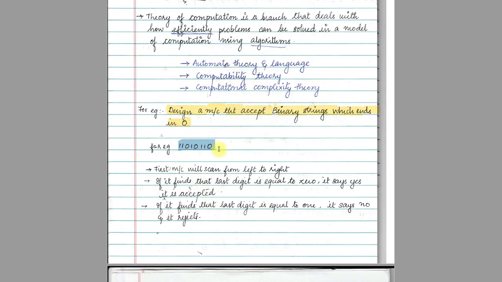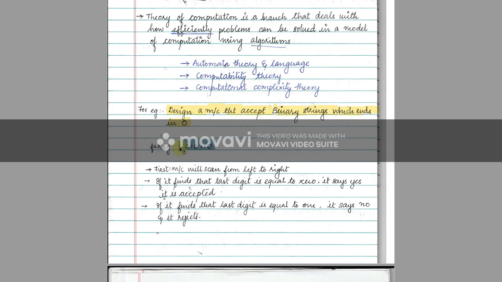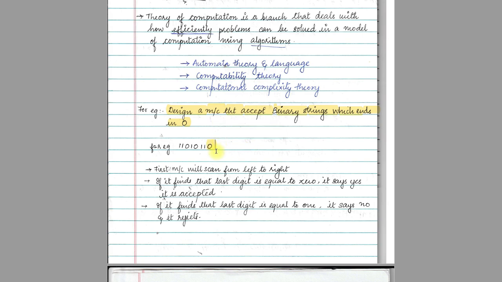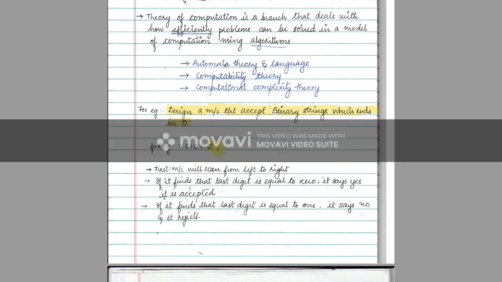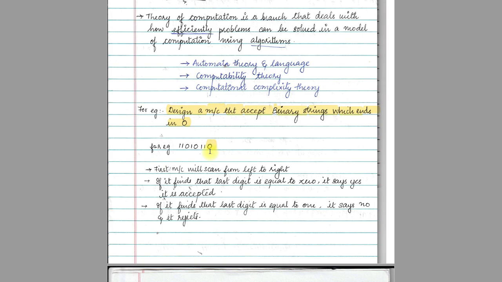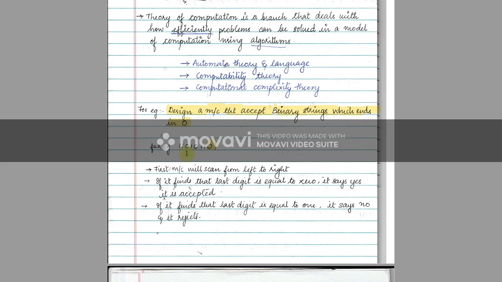So this input string is given to a machine and the machine will start scanning from left to right. Okay. So when it starts from 1, it moves up to the last digit and it checks whether the last digit is 0 or 1. In this case, it ends in 0. So the string is acceptable and it's a language which accepts that particular string. Suppose if the last digit is 1 instead of 0, this string will not be accepted by the machine and it rejects that particular string. So this is normally how theory of computation solves a problem.